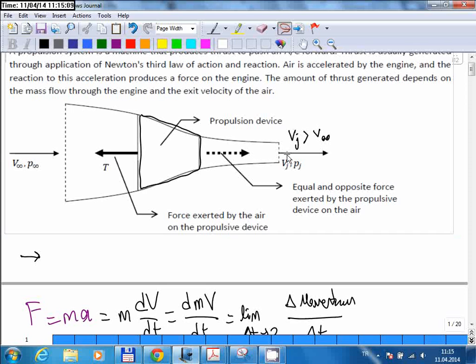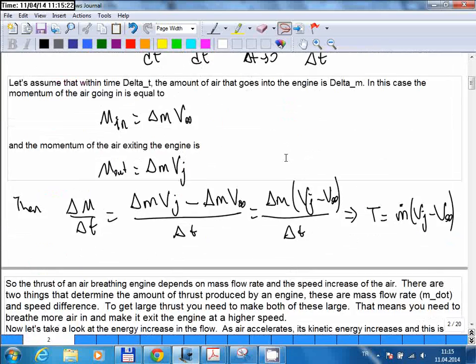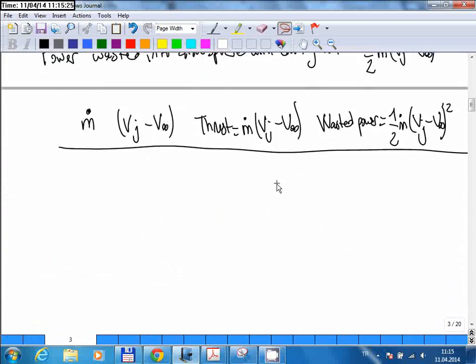So the inlet kinetic energy of the air is 0, and the exit speed is Vj minus V infinity, because that's the amount of speed added to the flow. Okay, so this is really important. Let me just finish with that.